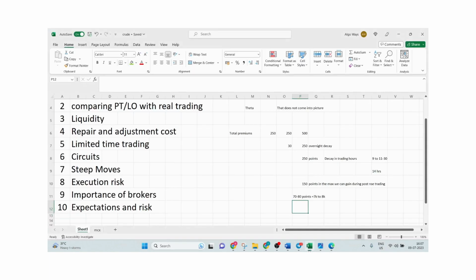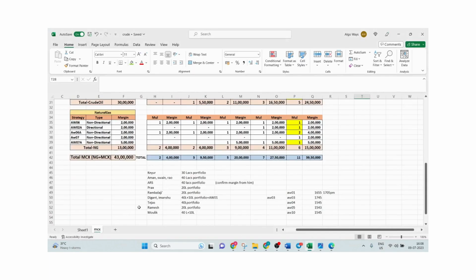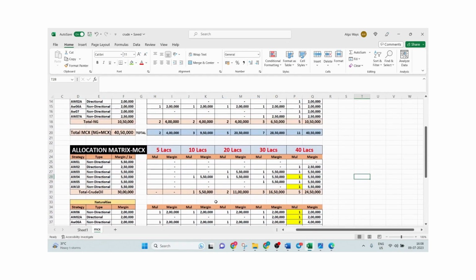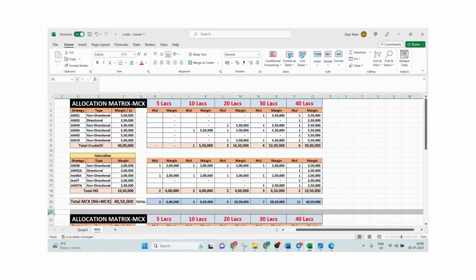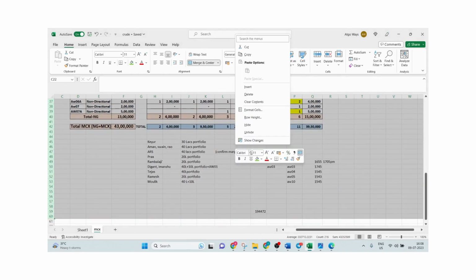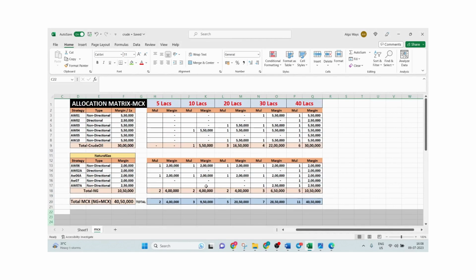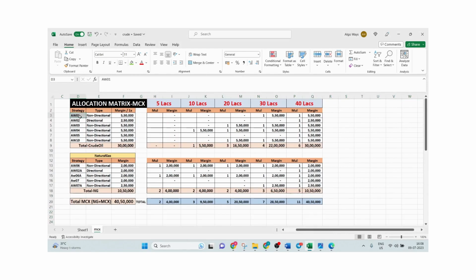Now, Algo has been running MCX strategies. You can see here. So these are 6 strategies in MCX, and 5 strategies in natural gas, 5 strategies, and MCX crude is 6 strategies. One of each is directional, all the rest are non-directional.